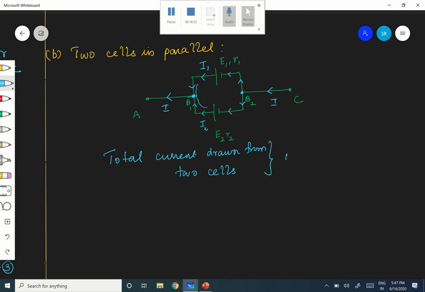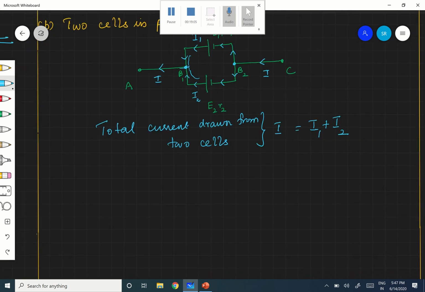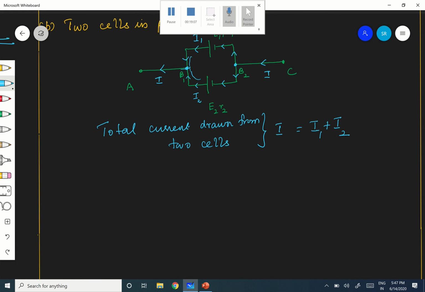Okay, that is nothing but I. That is nothing but the current drawn from individual cells. That is the sum of current drawn from individual cells. Are you following? Now, see, both the cells are connected between the points B1 and B2 only. So B1 is at higher potential and B2 is at lower potential.